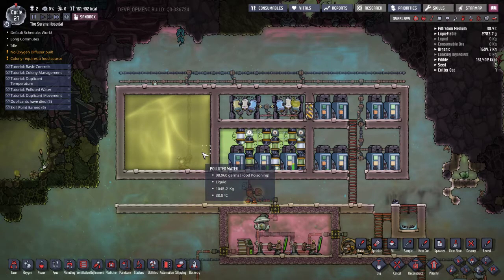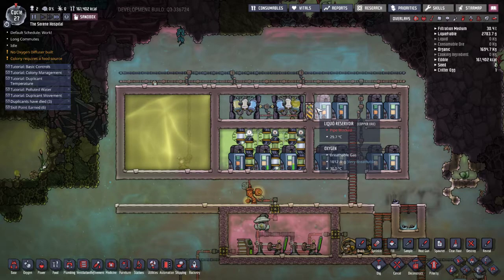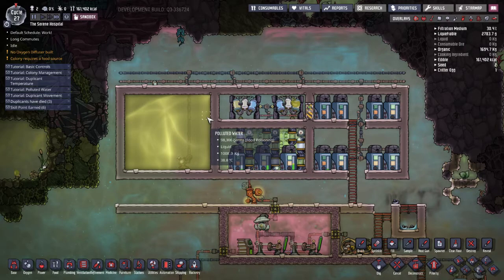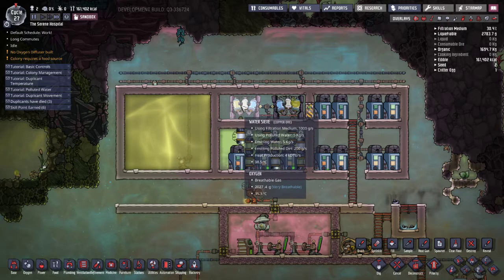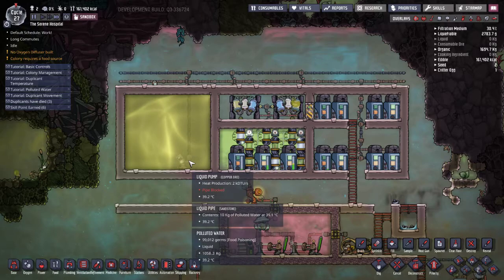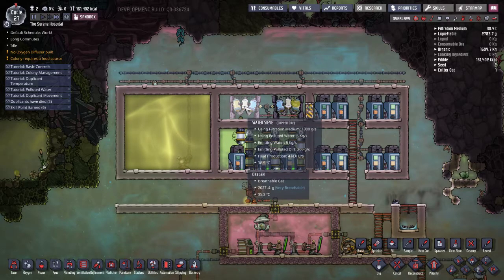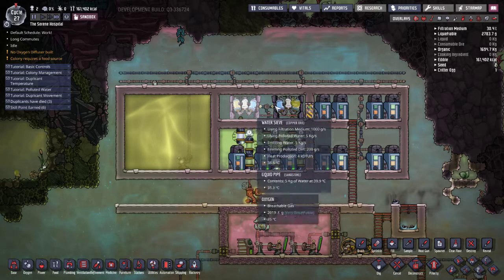We've got a tank of polluted water at 100,000 germs, food poisoning, on one side, which is not an uncommon occurrence that you'll have at some point in the game, either in liquid reservoirs or open storage just like this. At any rate, a single pump is capable of filling 2 water sieves.